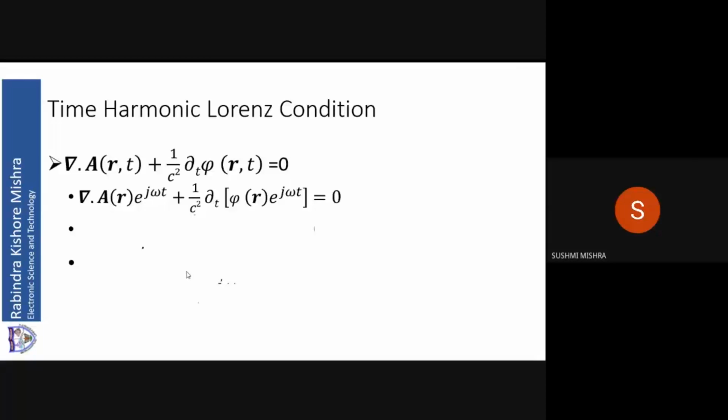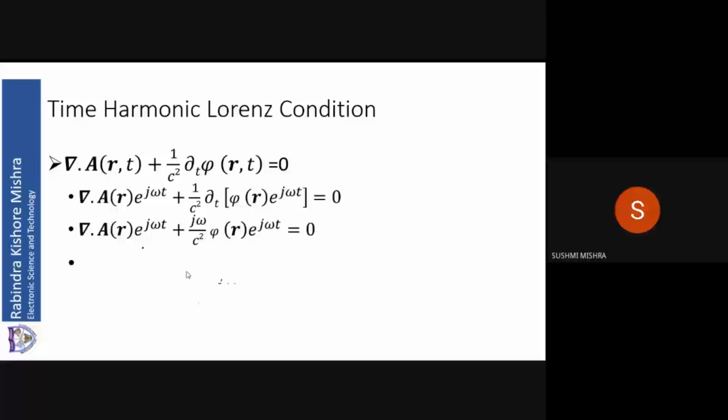So if we do that, then what we'll get? First term remains as it is. In the second term, we have taken phi(r) outside. Dou t of e to the power j omega t is equal to j omega into e to the power j omega t. Therefore, we bring that j omega outside: j omega upon c square phi(r) e to the power j omega t. Now that is equal to 0. Total is equal to 0. Now on the left hand side we can see e to the power j omega t is multiplied on each term, and that equates to 0, which means e to the power j omega t can be cancelled.